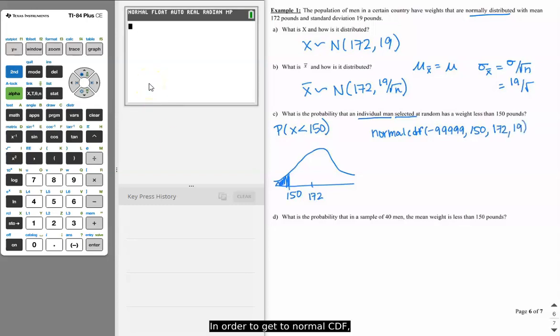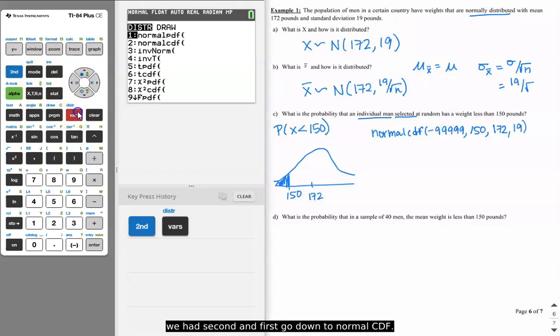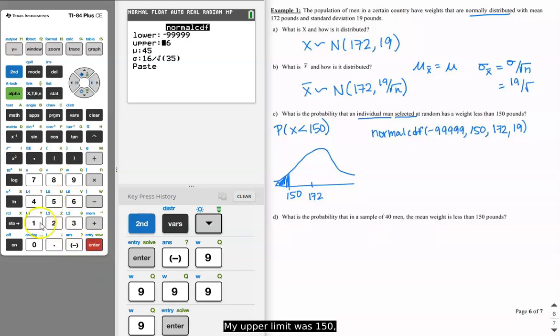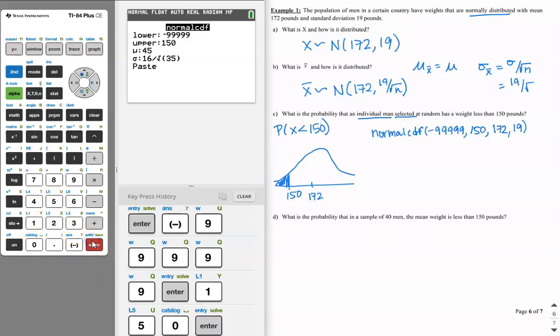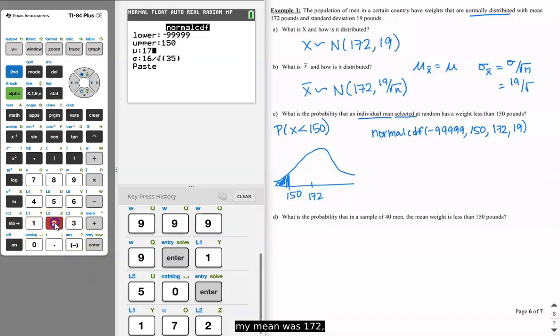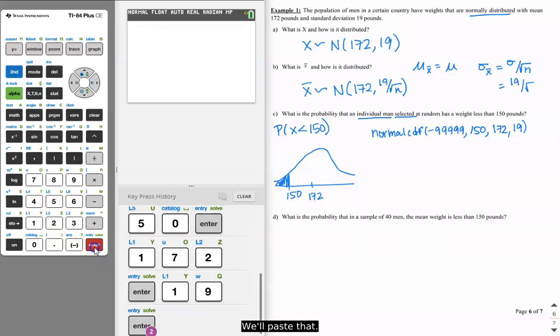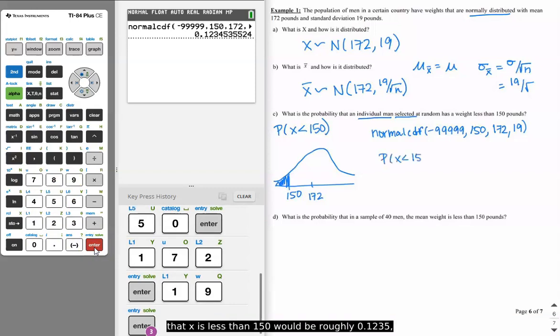So in order to get to normal CDF, we hit second vars, go down to normal CDF, then we have the lower limit, so negative 99,999. My upper limit was 150. My mean was 172. And my standard deviation was 19. We'll paste that. And so the probability that X is less than 150 would be roughly 0.1235 there, okay?